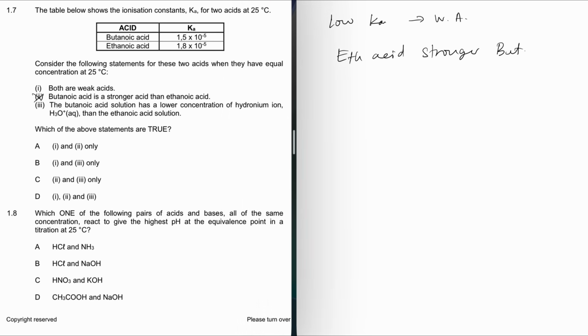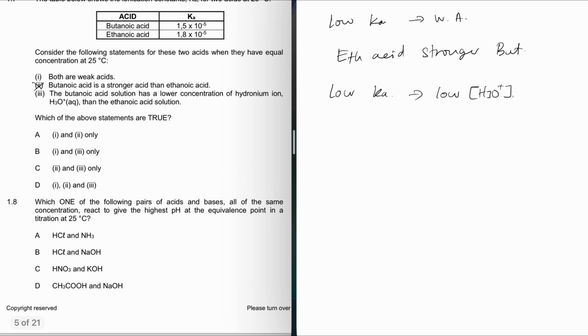Statement 3, the butanoic acid solution has a lower concentration of hydronium ions than the ethanoic acid solution. This statement is going to be true because if you have a low Ka, you have very little H3O plus that's going to form. So you're going to have a low concentration of H3O plus forming. So the only two statements that are correct are 1 and 3. So that answer is going to be B only.